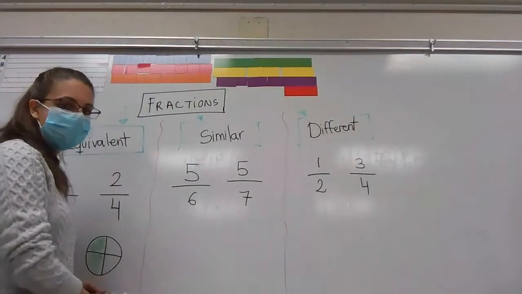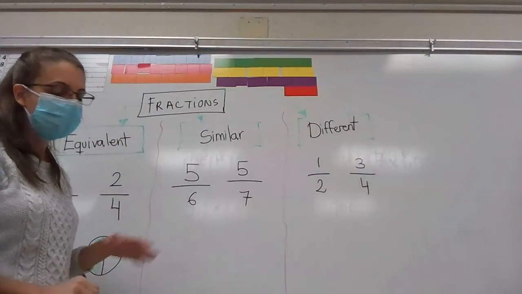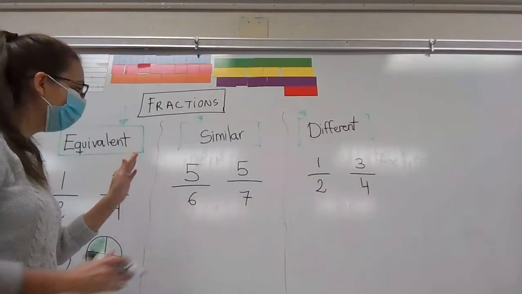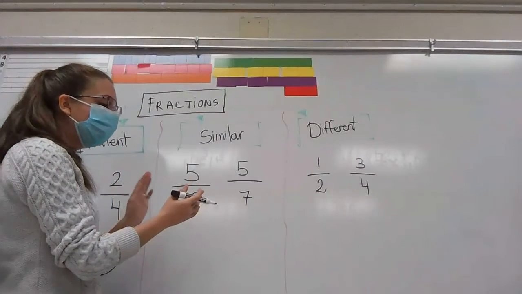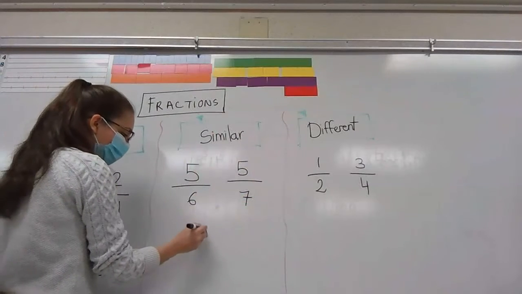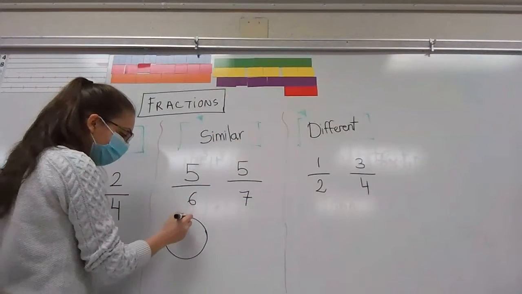Now we have the similar. And I'm going to do the same. I'm going to draw the fractions and I'm going to check if they are equivalent, they are the same thing, they are very similar, or they are very different. So I have one circle. I have to divide it into 6 parts.